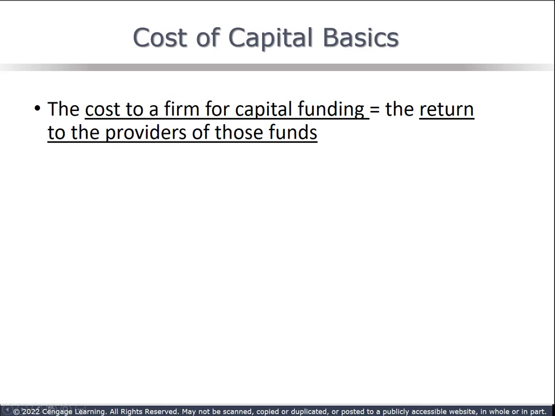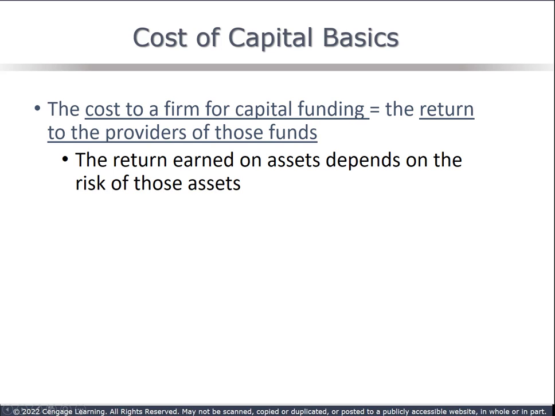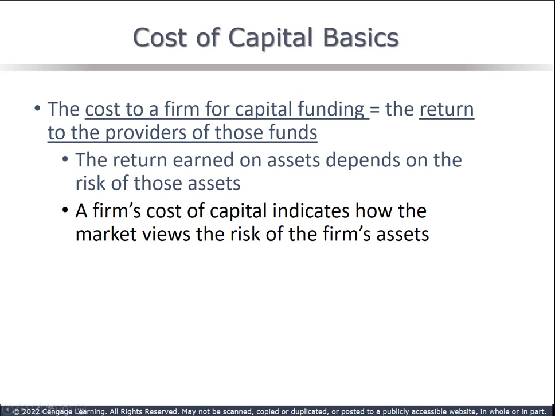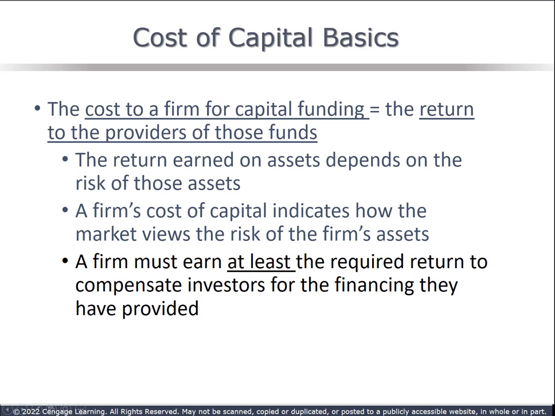First, some definitions. The cost of capital to a firm is the return demanded by investors. The return on assets depends on the risk of those assets and how the market views that risk. Put simply, a firm must earn at least the cost of money on any investment it pursues. You wouldn't borrow money at 10% to invest in a project expected to return 8%.